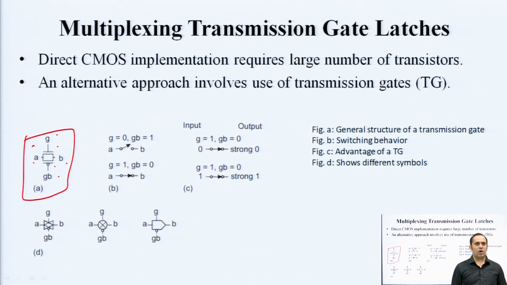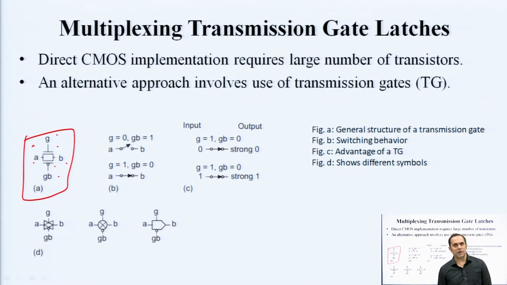The output always takes the same value as the input. There is no toggling or any other logic operation in the middle. The output is always going to follow the input and the input is transmitted with equal strength either way. If it is a 0, it is still passed equally well as a 1. This is the main advantage of having a transmission gate, and these are some of the symbols which we use in circuits. The first symbol is the most common for a transmission gate.